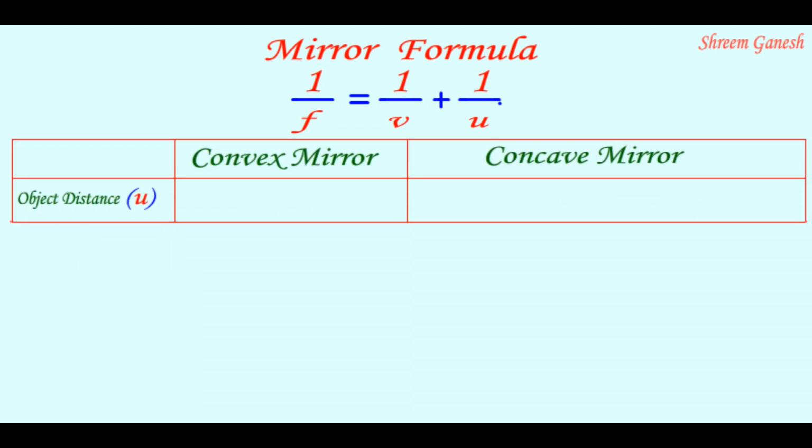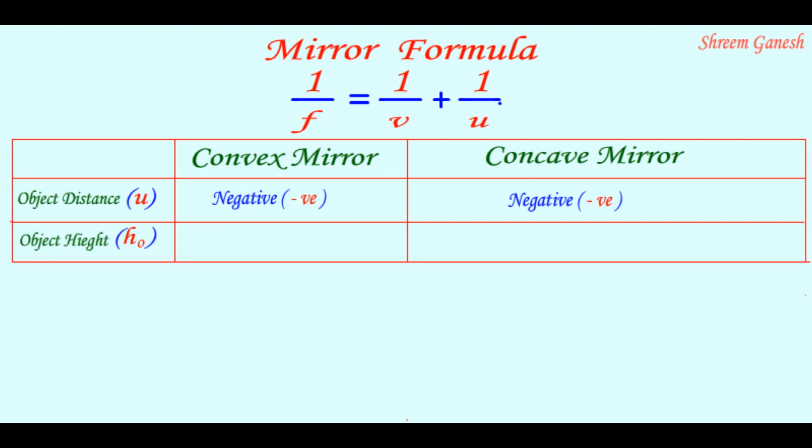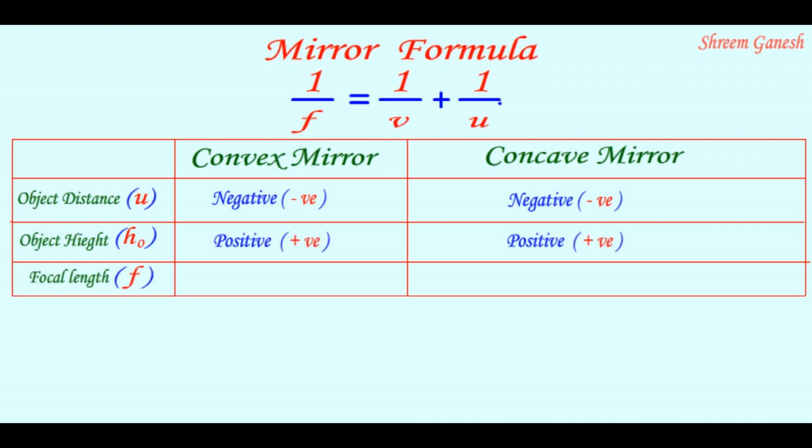The object distance U is always negative. The object is placed in erect position before the mirror. So, height of the object is always taken positive. Focal length of convex mirror is positive and focal length of concave mirror is negative.